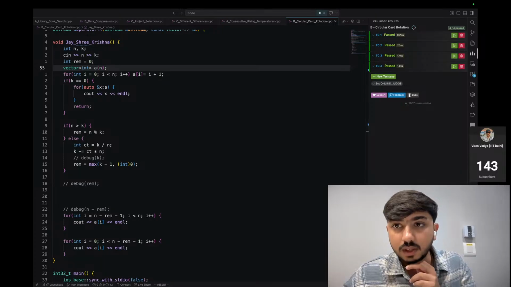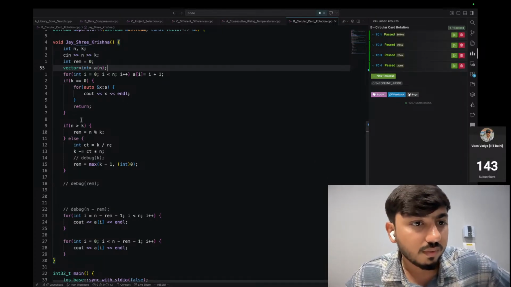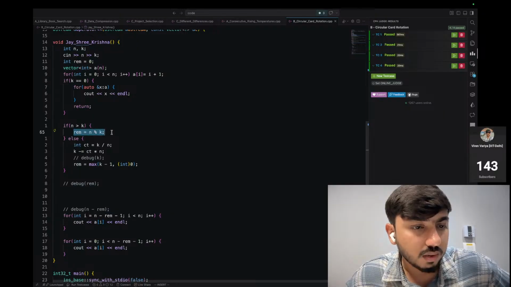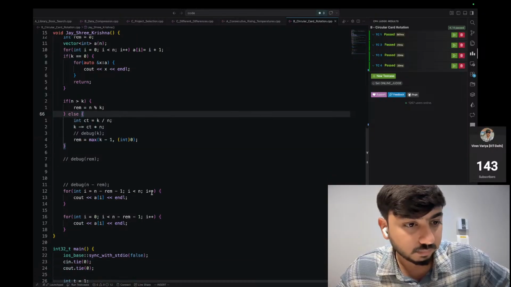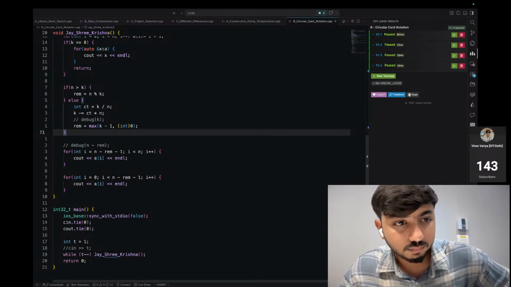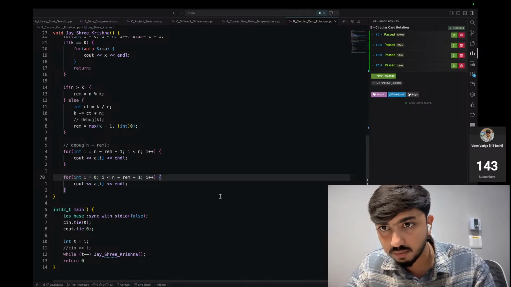Now this is fine. So if K is zero, then this should be fine. N won't be zero, like N can't be zero. This and this should work now.